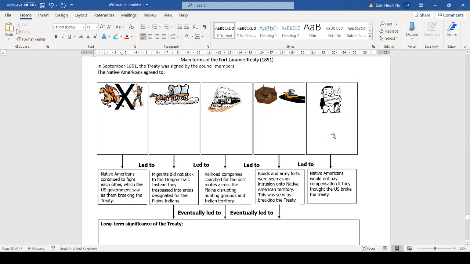Finally, the Native Americans had to agree that if they broke any of these terms, they would have to pay compensation.